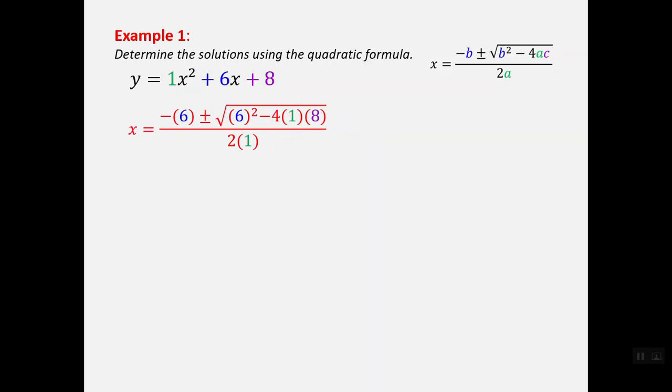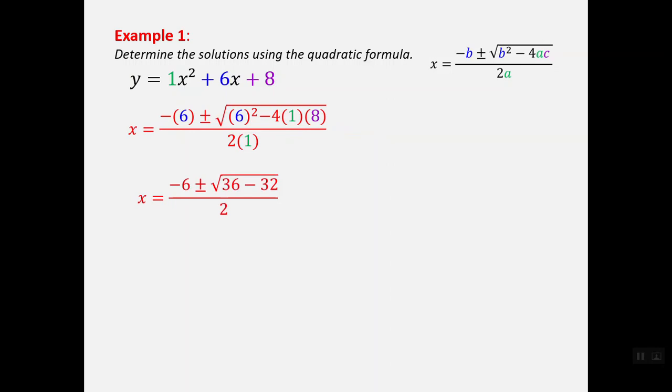All right, so we're going to take it one piece at a time. So I'm going to first start out with my x equals and my big fraction bar. And now I'm going to take the opposite of 6, and the opposite of 6 is negative 6. And then I'm going to write my plus minus, and then I'm going to write the big radical. And now I can start simplifying. Under that radical, 6 squared is going to be 36, and then I'm going to multiply negative 4 times 1 times 8, which is negative 32. And then in the denominator, 2 times 1 is 2. That's my first step for simplifying.